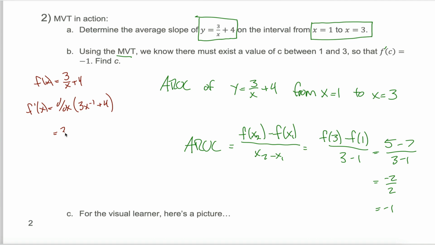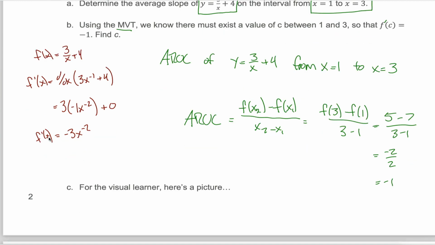I pull the 3 out in front, and then the derivative of x to the negative 1 power is negative 1x to the negative 2 power, and the derivative of this 4 is just equal to 0 because it's a constant. What I get is that f prime of x is equal to negative 3x to the negative 2 power. This is the derivative at any value x.